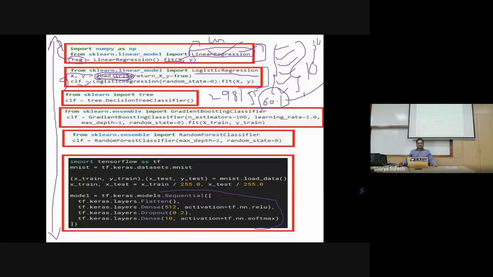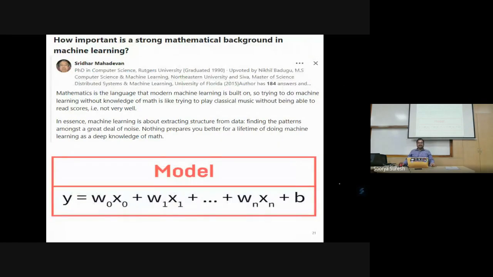Okay, so with this introduction, we are moving to the importance of machine learning. How important is a strong mathematical background in machine learning? A famous professor, Sridhar Mahadevan from Rutgers University, says that mathematics is a language that modern machine learning is built on. Trying to do machine learning without knowledge of math is like trying to play classical music without being able to read scores. In essence, machine learning is about extracting structure. You need to extract the structure, then only can you come up with a model from data.